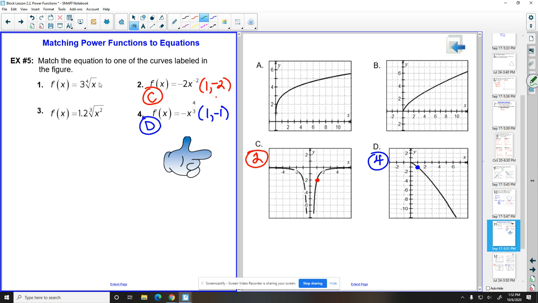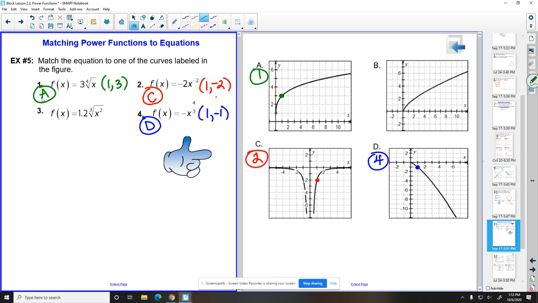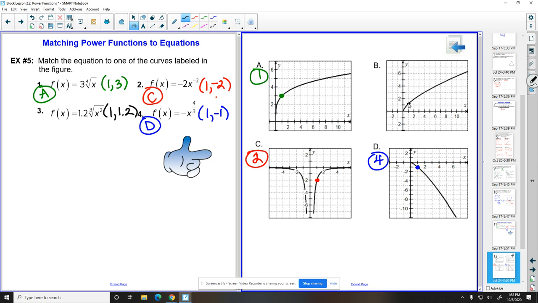Okay, what about up here if I keep continuing with that 1 comma k key point thing. K is 3, so 1, 3 would be one of my key points. So it looks like we have a winner with graph A. And then the last one would have a point at 1, 1.2, because k is 1.2, which leaves us with graph B.